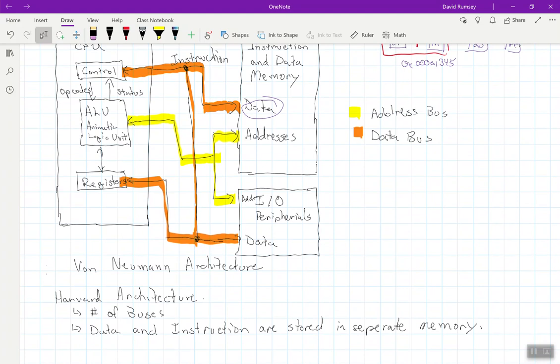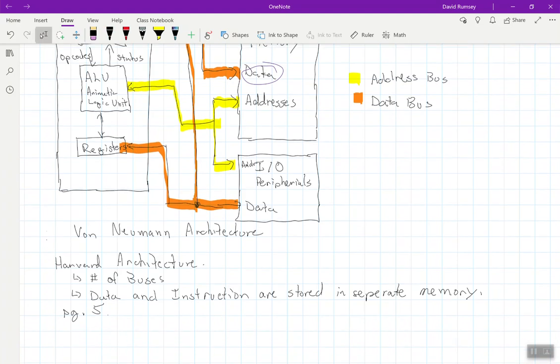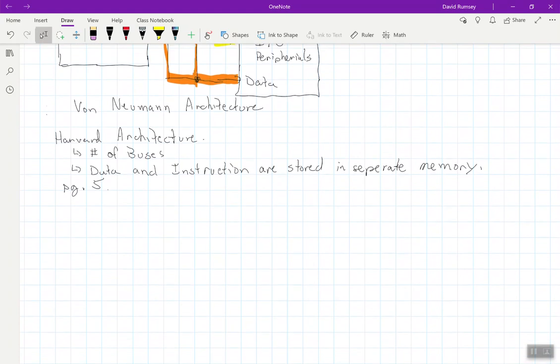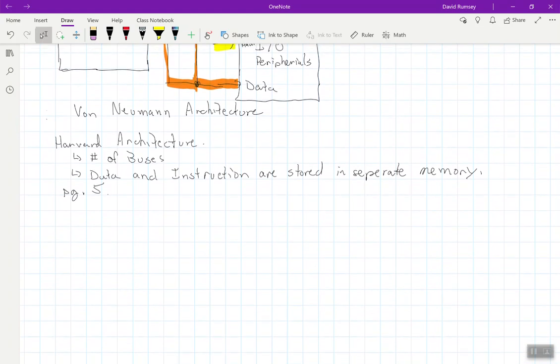And here, I'll give you a hint. As I said, we're not going to use the textbook very much in this course, but page 5 of your textbook goes into detail on this, so you can kind of see and look at what the differences are.